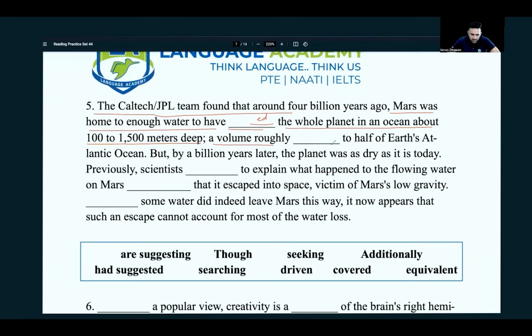A volume roughly dash to half of Earth's Atlantic Ocean. A volume roughly dash to. I'm a bit confused about this. I'll come to this later on. So they're talking about water on Mars. Billions of years ago, there was that much volume of water, which is roughly dash to half of the Atlantic Ocean.